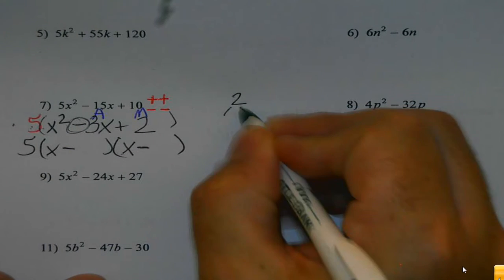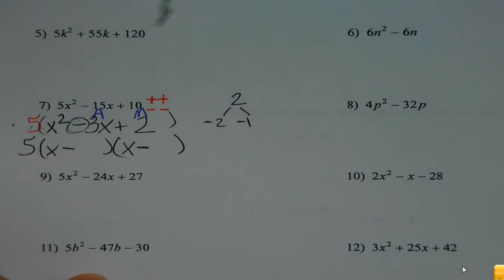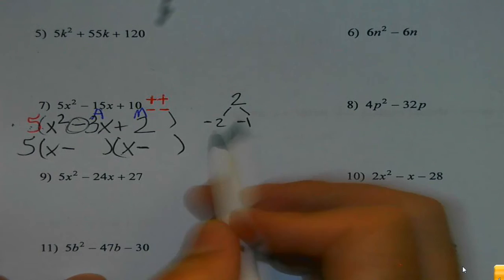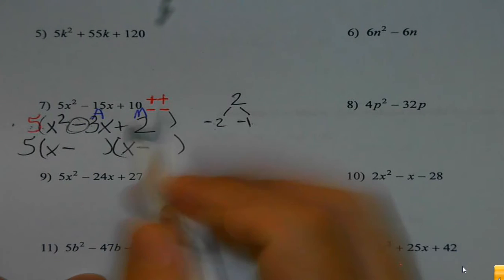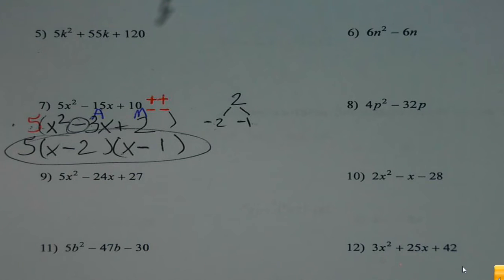Multiply to 2, well, there's not many choices there. So it's got to be negative 2 and negative 1. Adds up to negative 3. Negative times negative is positive. And we're good.